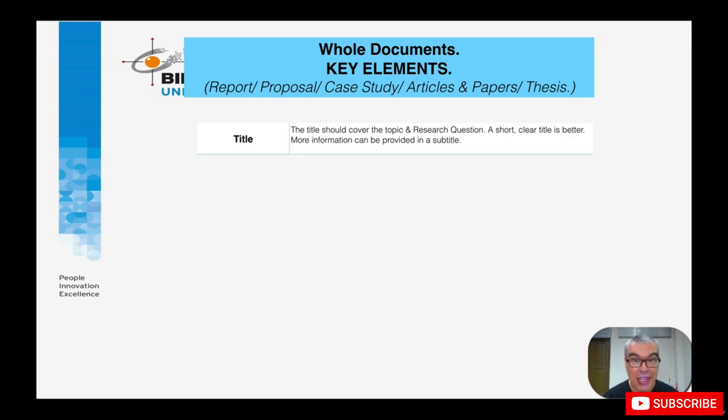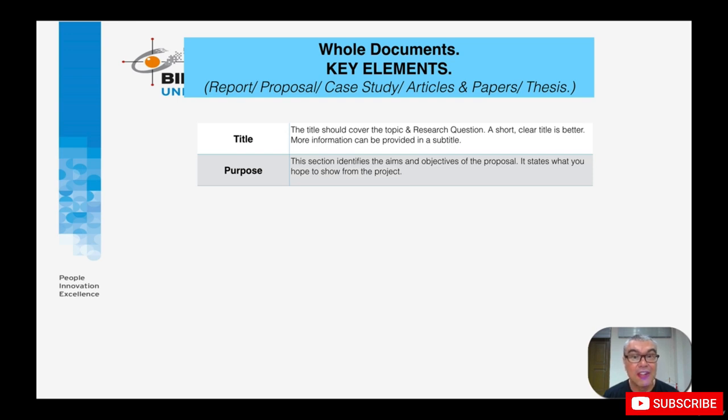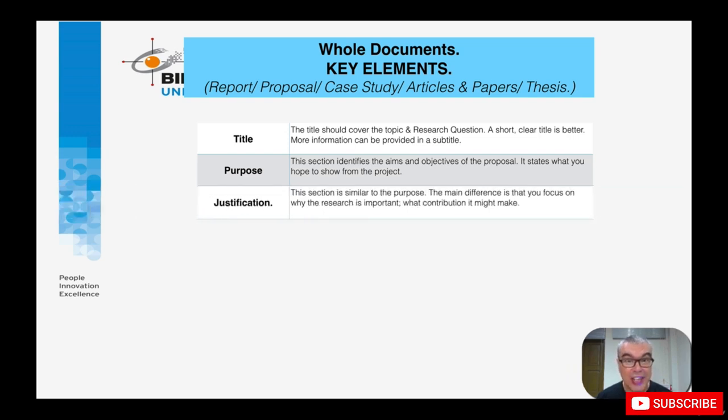The next section then is the purpose of the document. This section identifies the aims and objectives of your proposal or your report or your paper or your thesis. It states what you hope to show from the project. The next section is the justification. This section is similar to the purpose of the document, but here you focus on why the research is important, why you are writing it, and also try and describe what kind of contribution you think the document might make to the academic world.